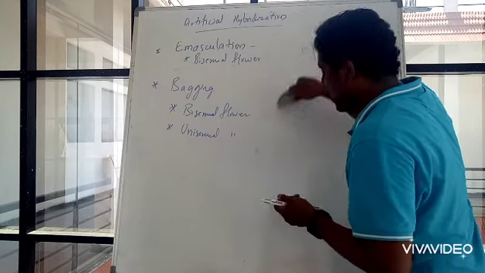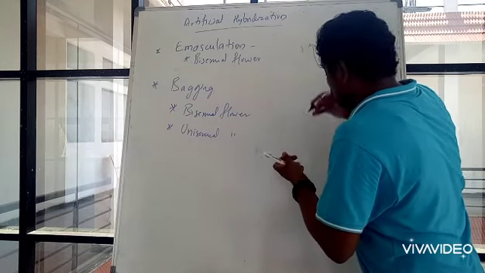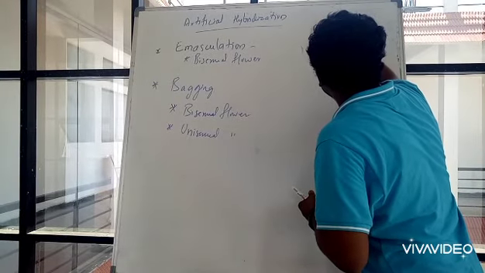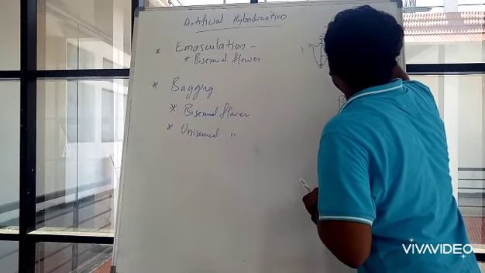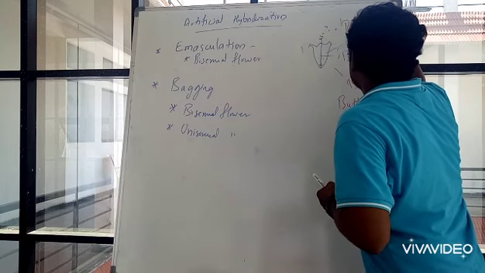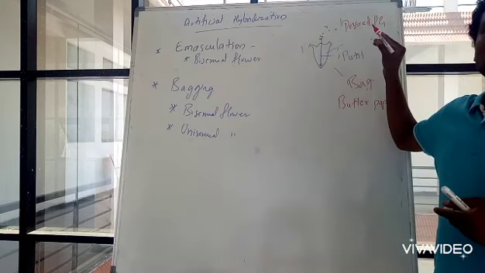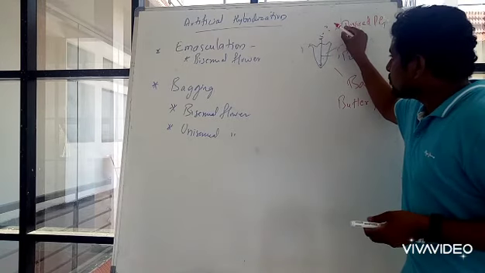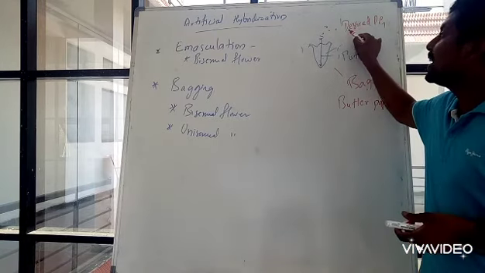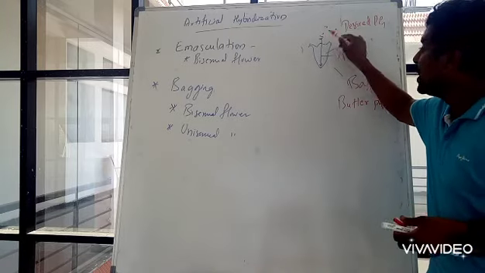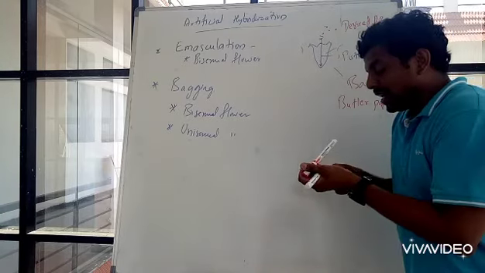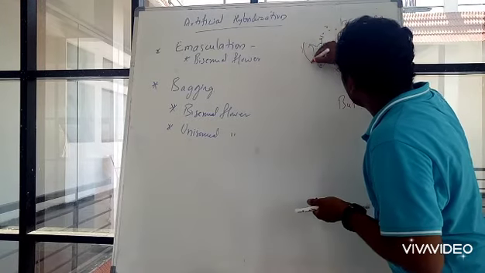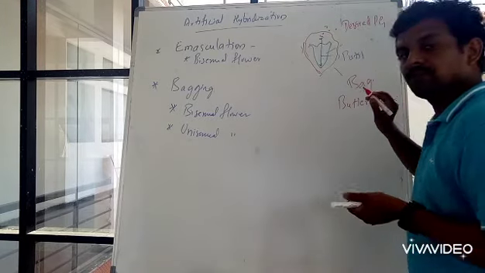Then you have to dust the desired pollen grain on the stigma portion. So in this process, you are taking the desired pollen grain for pollination, and once you pollinate with the desired pollen grain, again you have to cover the flower with the bag.